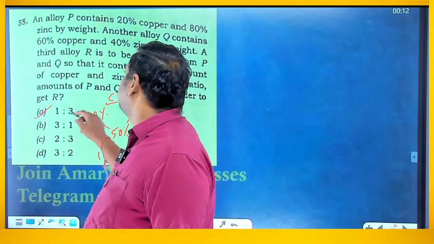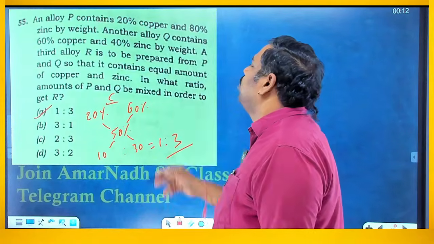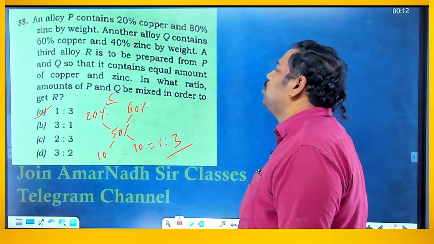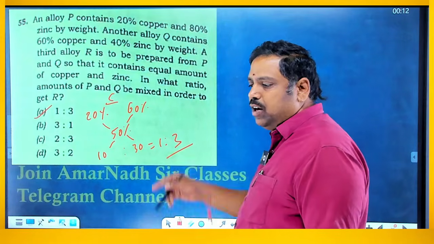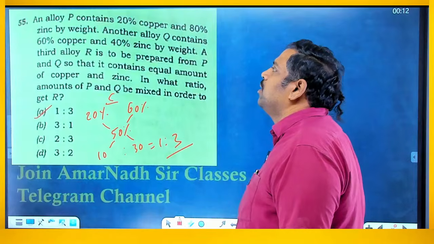So he's asking in what ratio amounts of P and Q should be mixed in order to get R. So in what ratio? We have to mix in 1:3 ratio, okay? Let's see this.